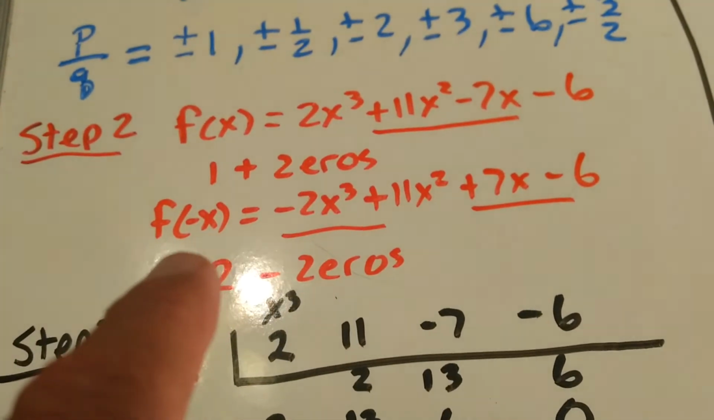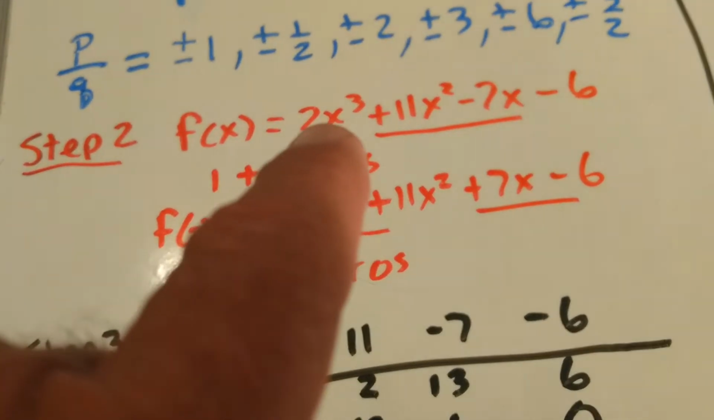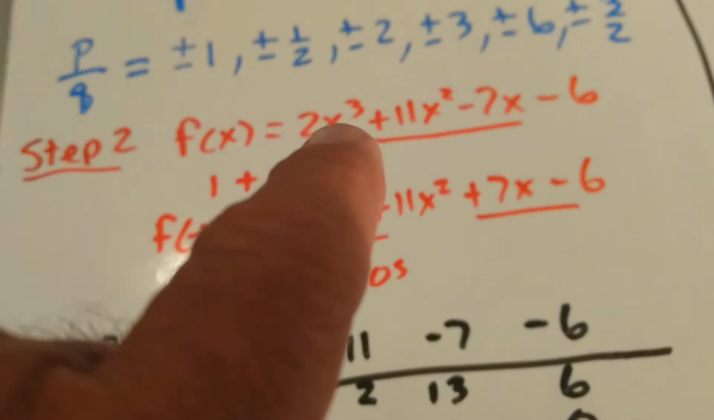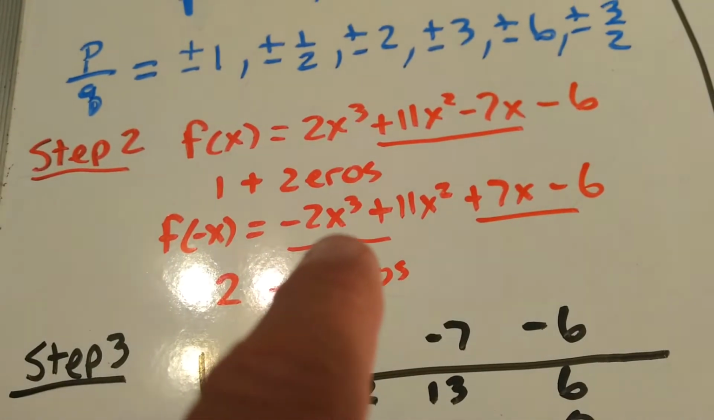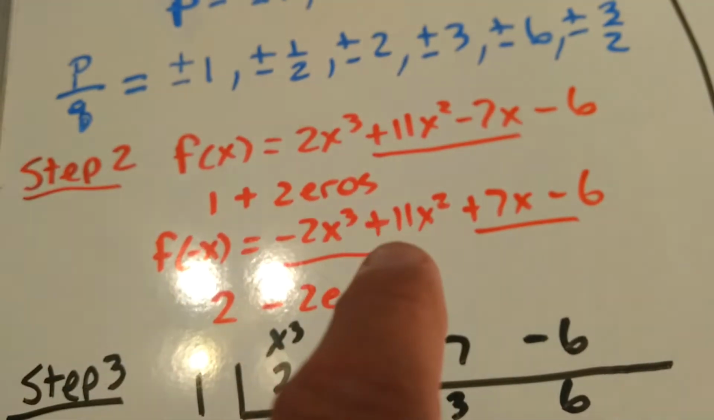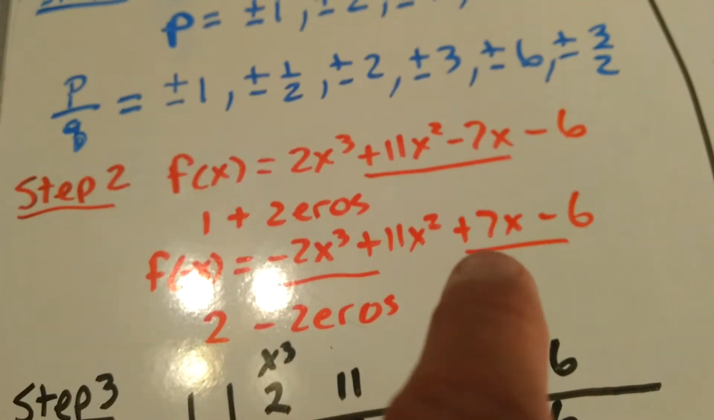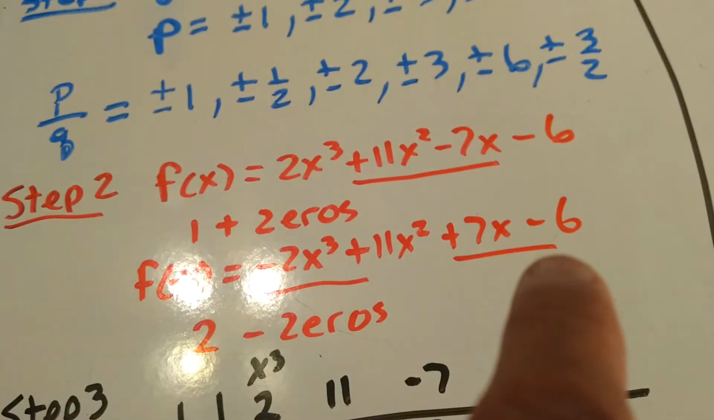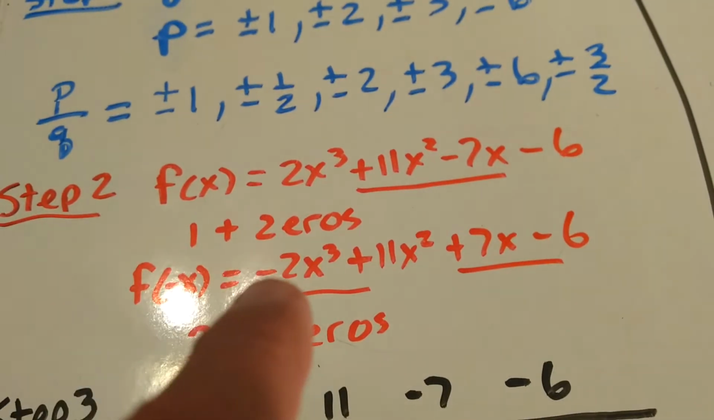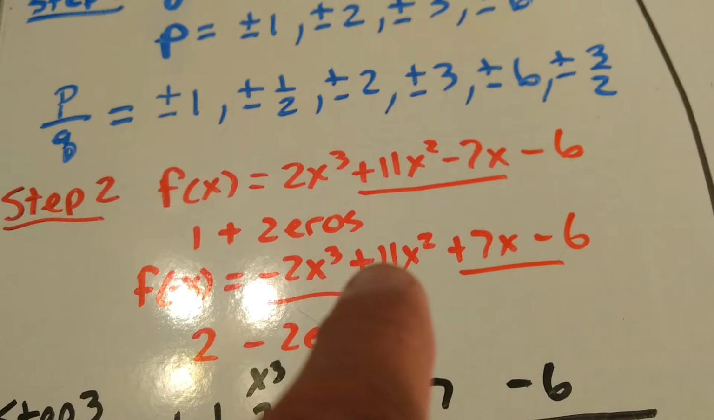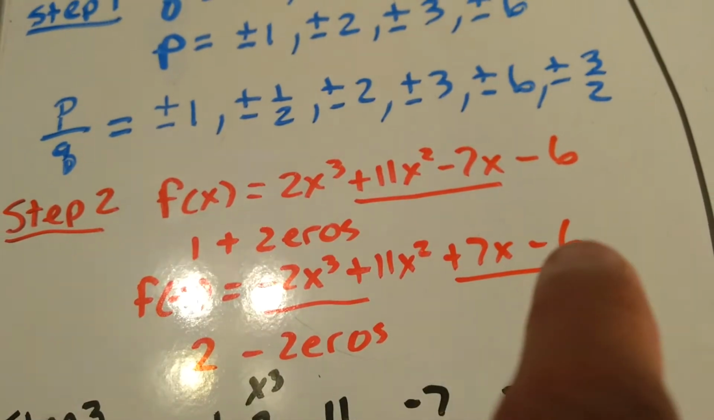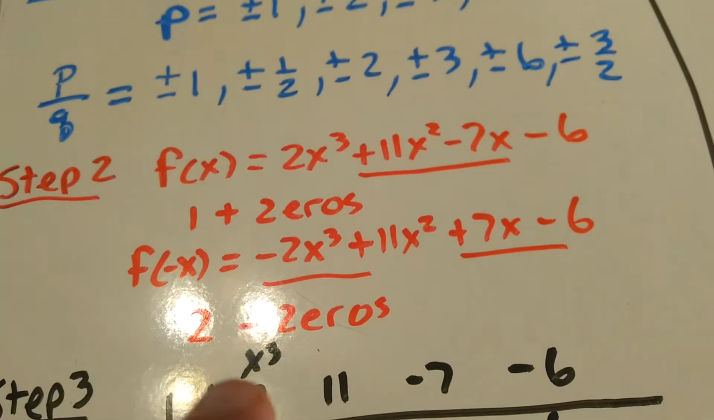If we're finding the negative zeros, we plug a negative x into here. See, a negative x into x cubed would make this negative 2x cubed. Negative x into here would make it still positive 11x squared. Negative x in here makes it positive, and of course the constant doesn't change. So here we go from a negative positive change, positive positive, no change, positive negative change. So we have 2 negative zeros.